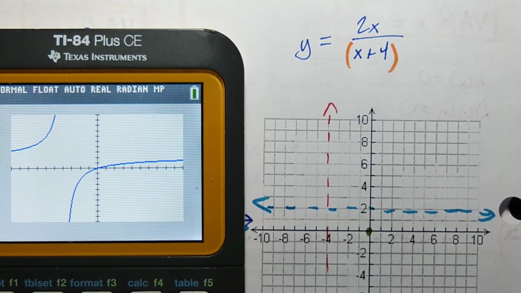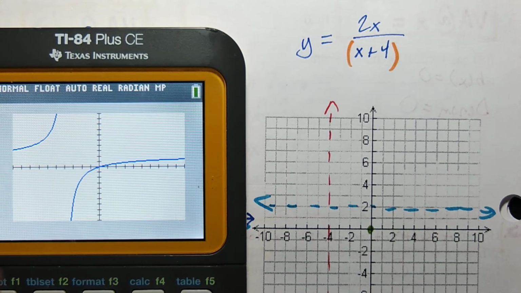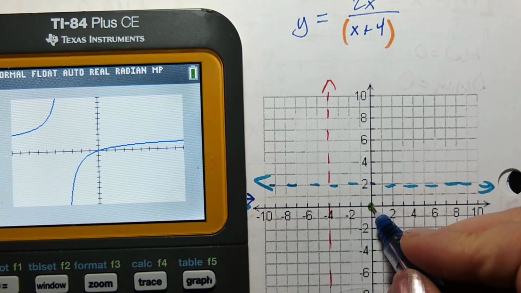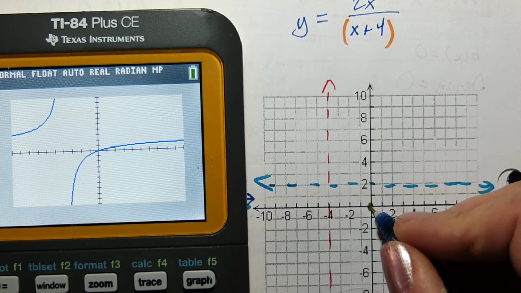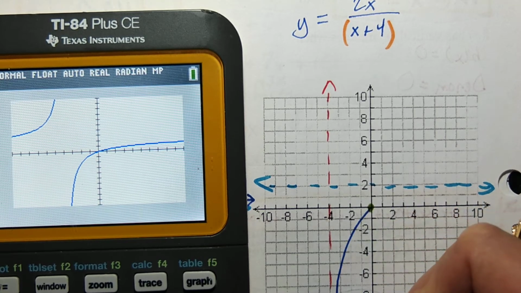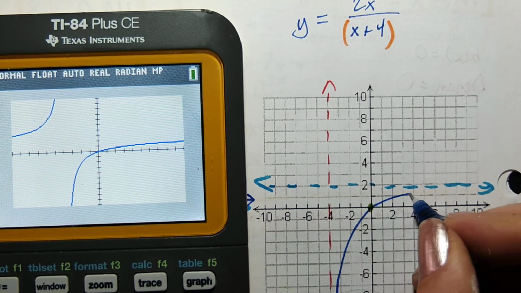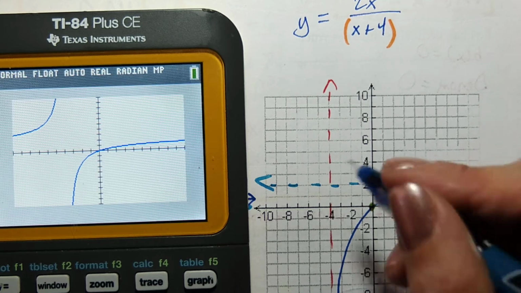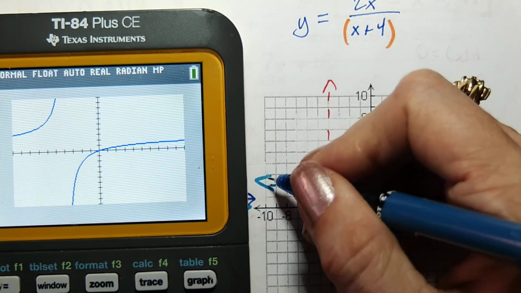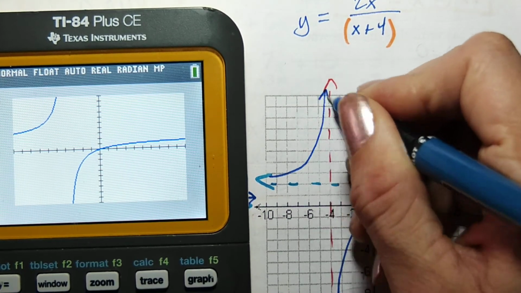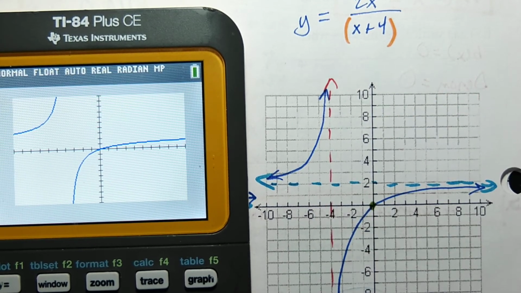And there's what our graph looks like. So what we want to do is make sure we swoosh through that one exact point that we have. So from there, curving down towards that asymptote, curving up towards that asymptote, and then up in this quadrant, we're just going to sketch it curving up to that one and down to that one. But we need to make sure that we have arrows on both ends of each of those swooshes.